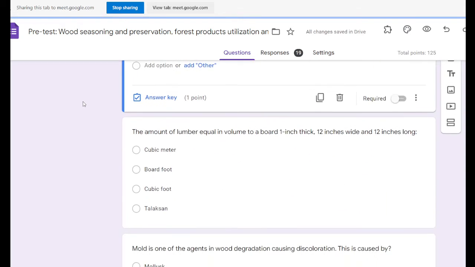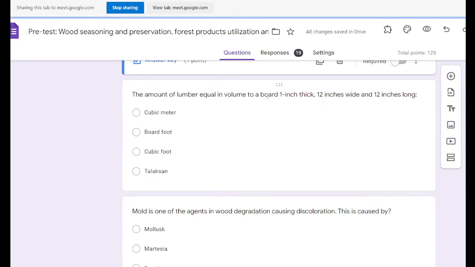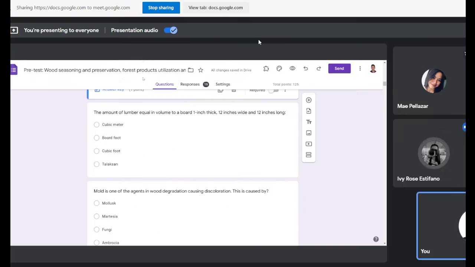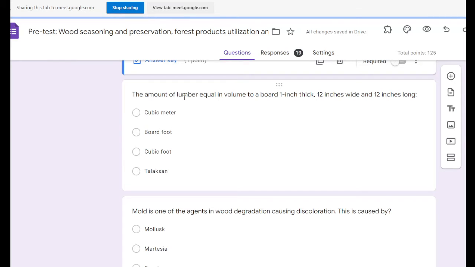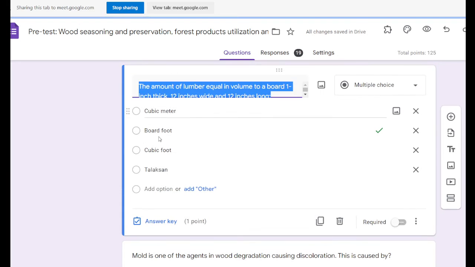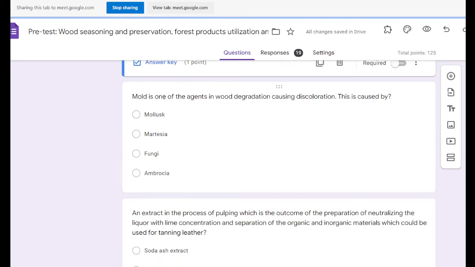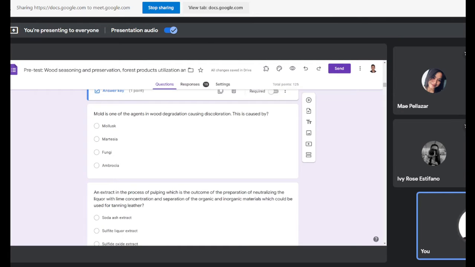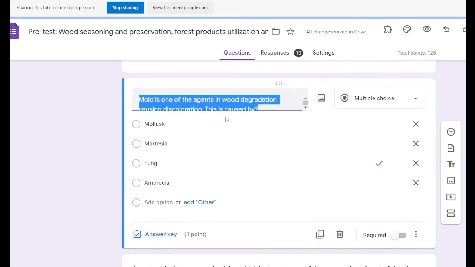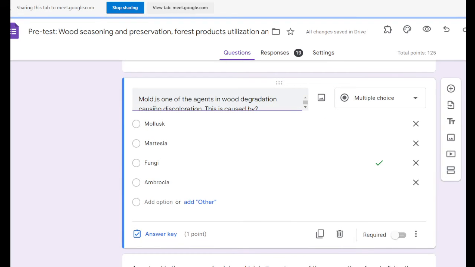So laminated board. So the amount of lumber equal in volume to a board 1 inch thick, 12 inches wide, and 12 inches long, that is equivalent to pila? Board foot. Yeah, that is a 1 board foot. Okay? 1 inch thick, 12 inches wide, and 12 inches long. That is 1 board foot. Next, mold is one of the agents in wood degradation causing discoloration. This is caused by? Fungi, sir. Yeah, correct answer is fungi. Okay? Mold are composed of various species of fungi.